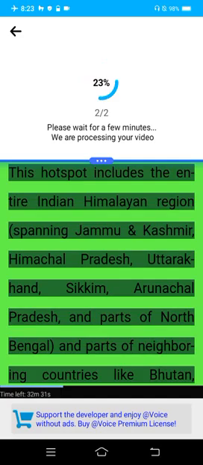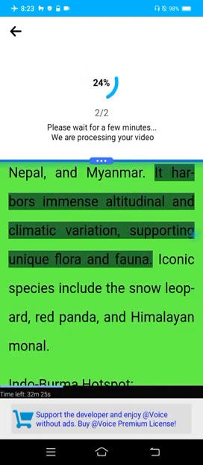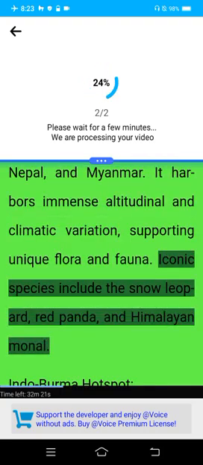This hotspot includes the entire Indian Himalayan region, spanning Jammu and Kashmir, Himachal Pradesh, Uttarakhand, Sikkim, Arunachal Pradesh, and parts of North Bengal and parts of neighboring countries like Bhutan, Nepal, and Myanmar. It harbors immense altitudinal and climatic variation, supporting unique flora and fauna. Iconic species include the snow leopard, red panda, and Himalayan monal.